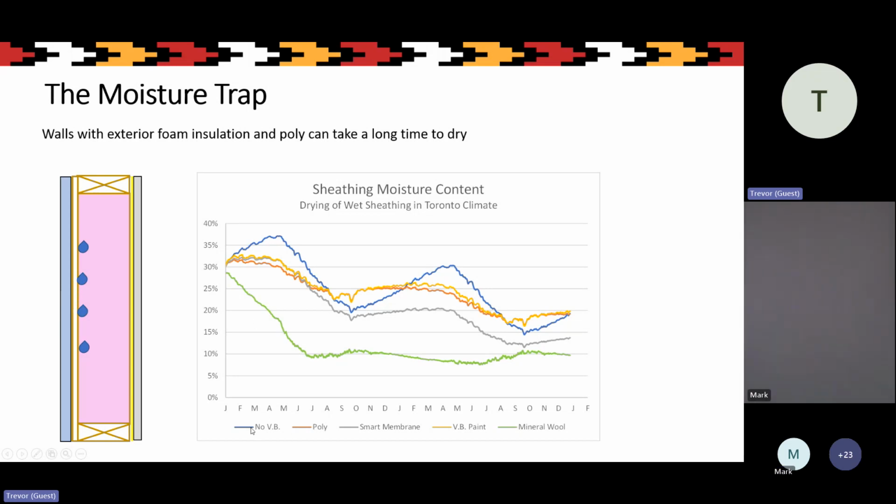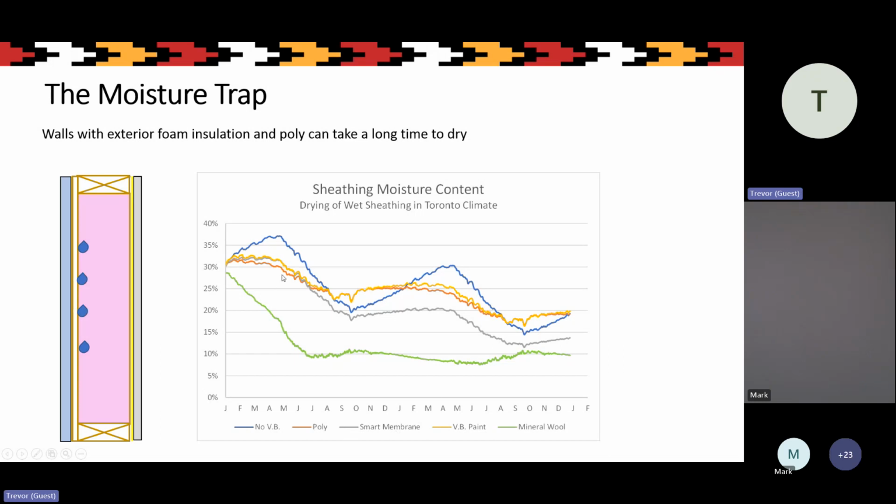So if we were to look at a wall with no vapor barrier, let's say we closed a wall in wet. Let's say it was raining for a month and then we closed everything in. If that wall had no vapor barrier, but it had foam board on the outside, this is how long it would take to dry out. So let's say it started at 30%. It would actually get wetter the first winter, and it would dry down eventually to 15% because that's drying inward with no vapor barrier.